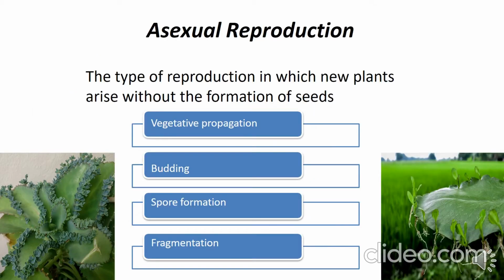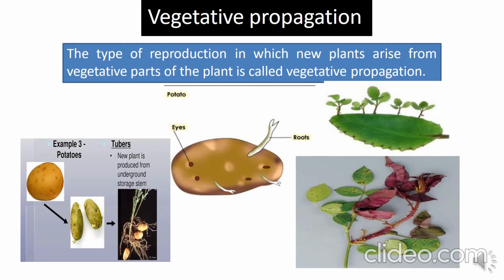These are types of asexual reproduction in plants in which new plants arise without the formation of seeds. We have vegetative propagation, budding, spore formation, and fragmentation. Vegetative reproduction, also known as vegetative propagation, vegetative multiplication, or cloning, is any form of asexual reproduction occurring in plants in which a new plant grows from a fragment of the parent plant or a specialized reproductive structure.